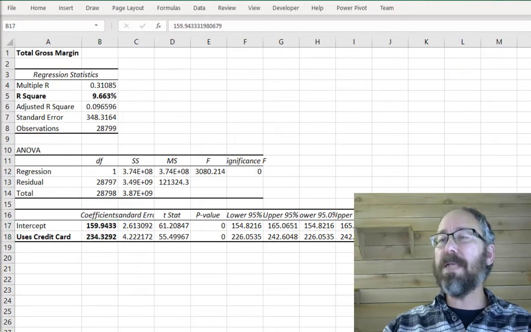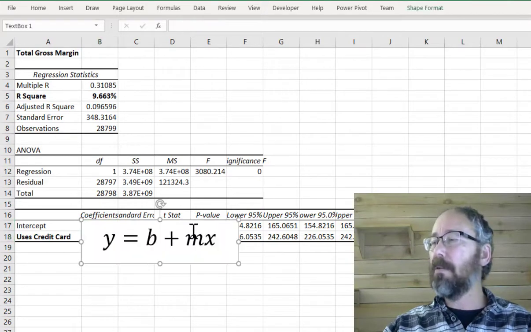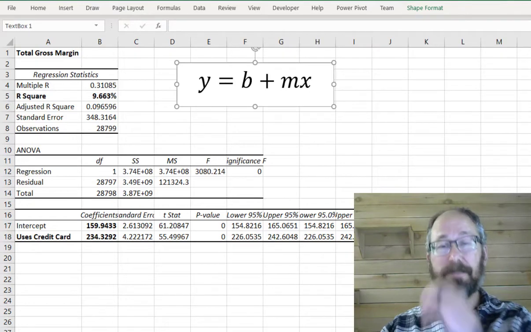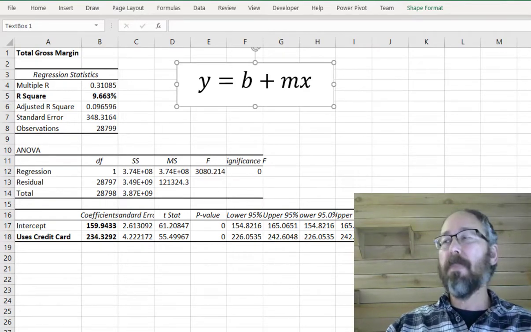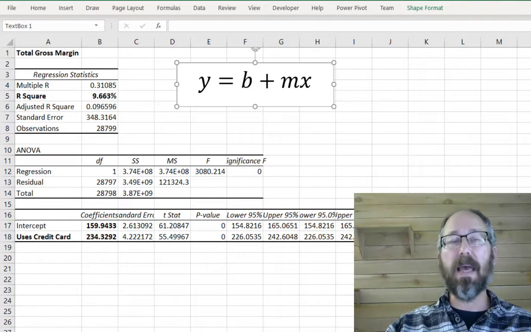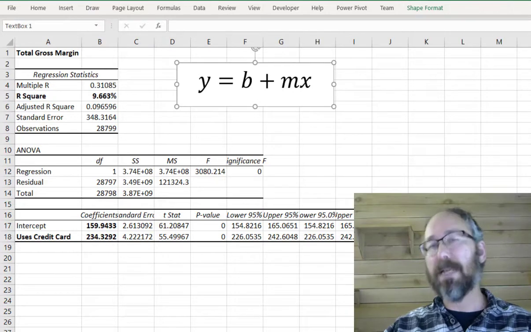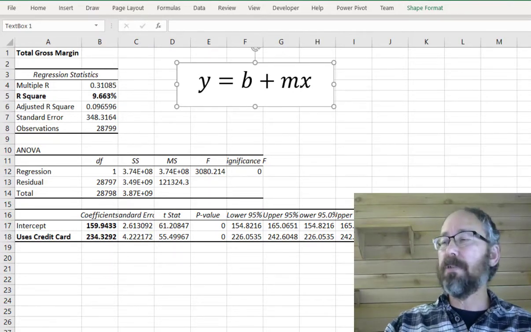And the equation follows the basic format for the equation for a straight line, which you may recall is y equals b plus mx, where b is representing the y-intercept, and m is our slope, and x is the x value. And all of that can predict the y value if you have all of those things. So we're going to build an equation using these numbers down here.